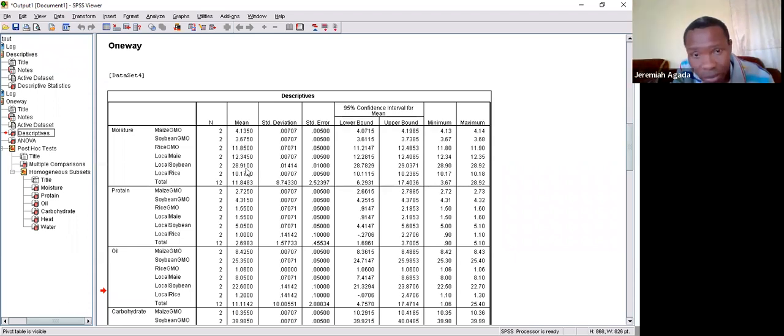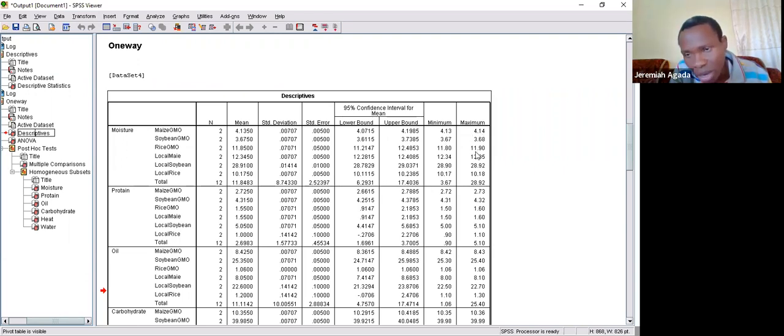These are the means that we have. And then you have your standard deviation and standard error. Now, interestingly, look at my standard error, 0.005, 0.007. So any of them can go. You can use any of them because your standard error, the possibility of error while collecting your data, is very, very insignificant, very small. So in this case, we don't need this upper and lower bound. We don't need minimum and maximum.